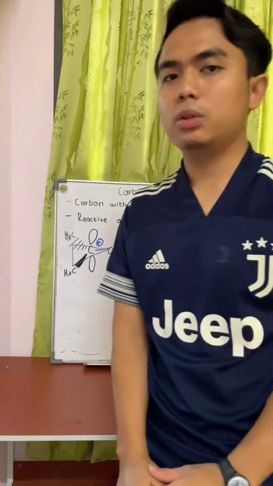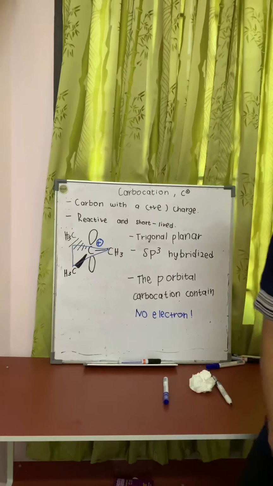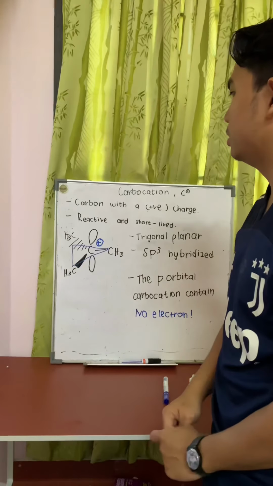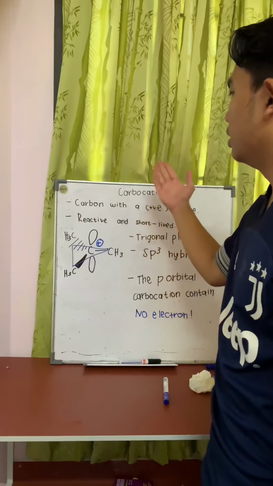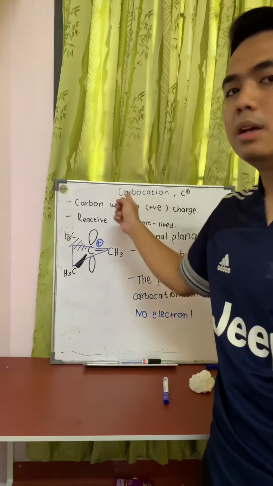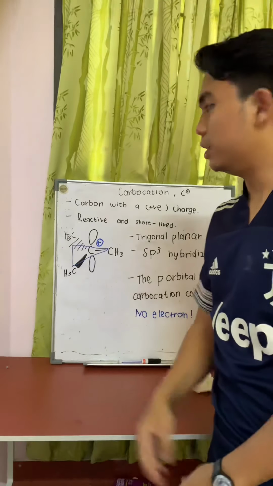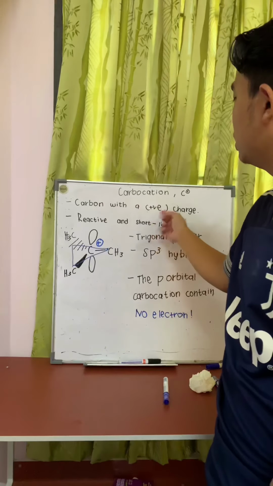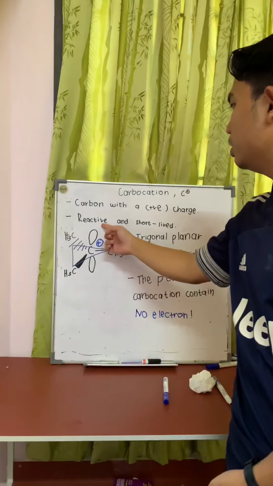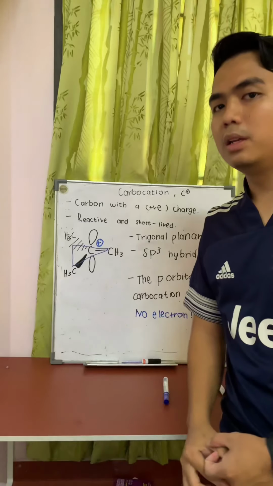Today I will present to you about carbocation. So, what is exactly a carbocation? A carbocation is exactly a carbon and a cation. The carbon is carbon and cation is a positive charge. So we can easily give the definition: a carbocation is a carbon with a positive charge. Usually a carbocation is reactive and short-lived, so we can find them immediately in reaction.